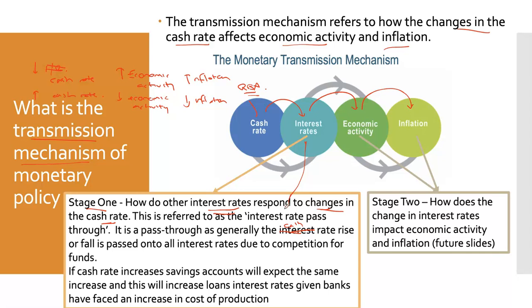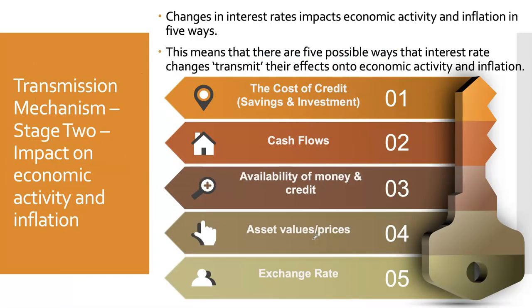The rest of this video is going to focus on stage 2. How does the change in these interest rates impact economic activity and inflation? Now, there are 5 ways that interest rates impact economic activity. And when I say economic activity, I'm talking about aggregate demand and GDP, and inflation as well. This video is largely going to focus on aggregate demand, and we're going to talk about this a lot. But remembering, if aggregate demand goes up, it's likely to result in inflation going up as well.